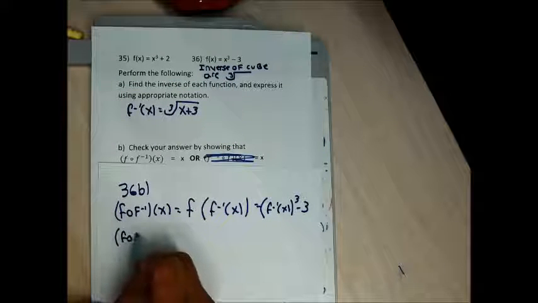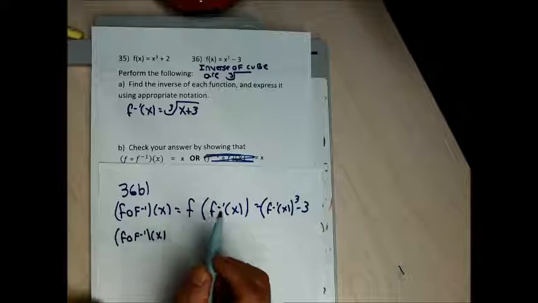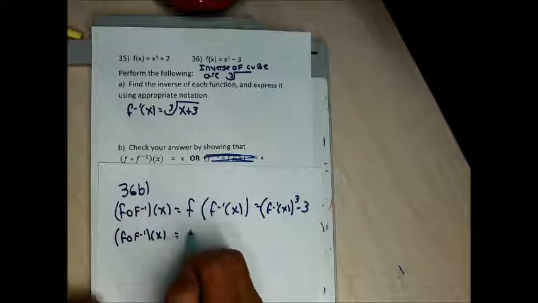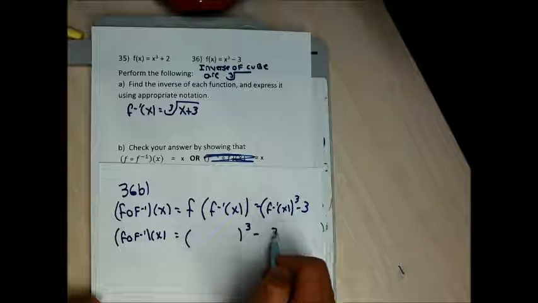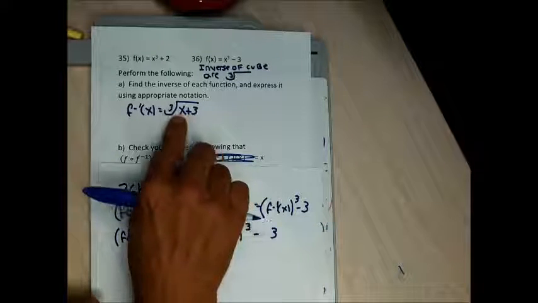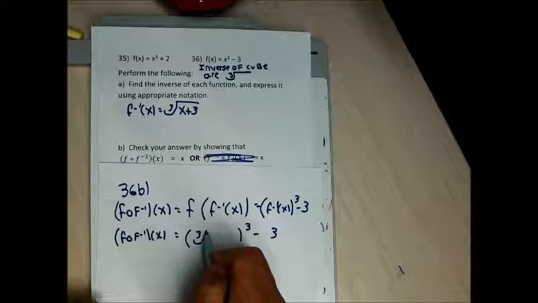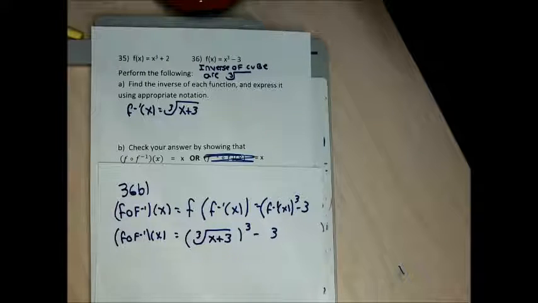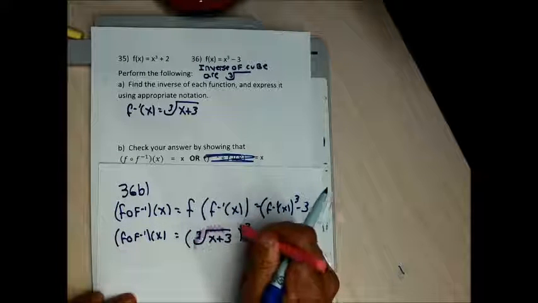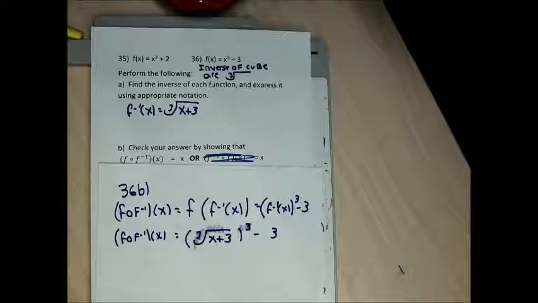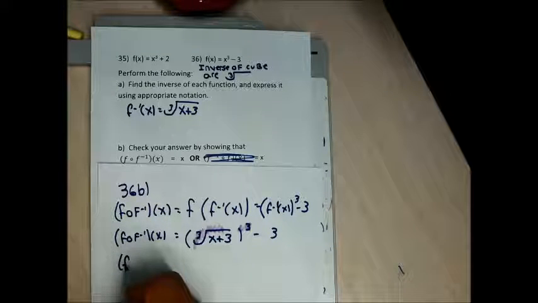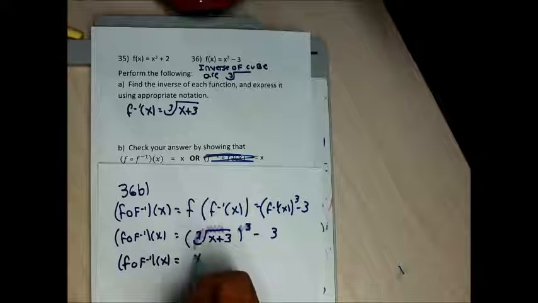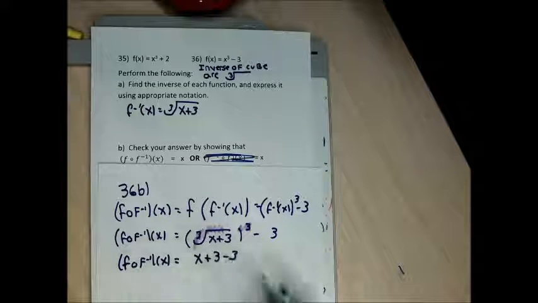On my next line, I'm going to change that to the cube root of x plus 3. So inside that parentheses, where I have the f inverse symbol, I'm going to change it to the cube root of x plus 3. The algebra is super easy because cubes cancel out cube roots, so I don't even need that parentheses. This gives me f composed with f inverse of x equals x plus 3 minus 3.